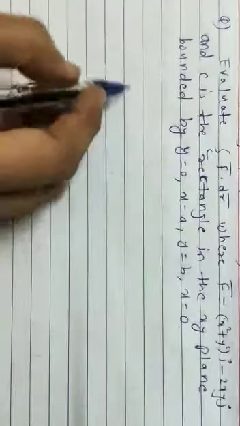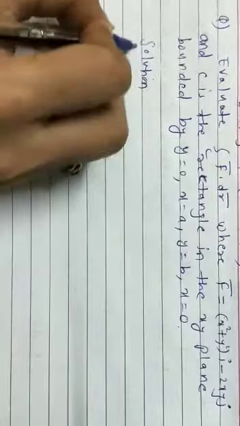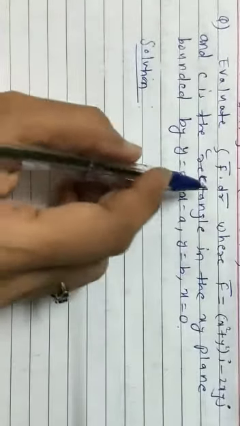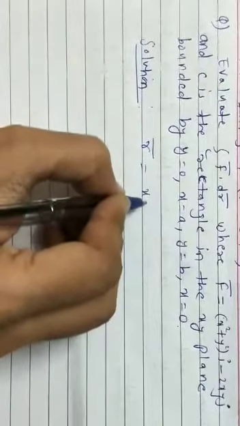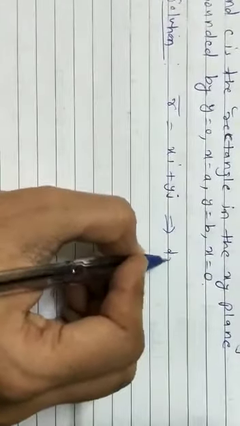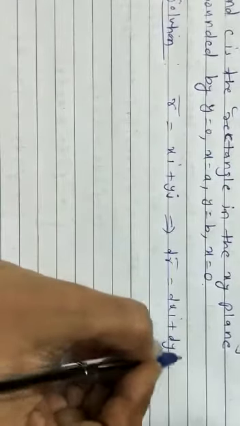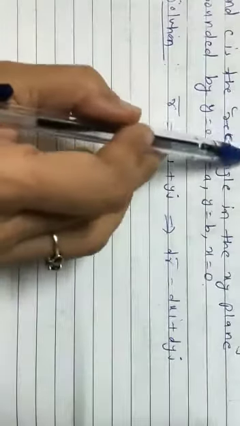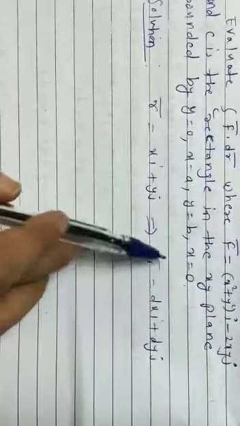Now see how we solve it. So solution. Now as usual, first of all you have to write your position vector r bar. What is it? xi plus yj. Then immediately what you will do students? You will write dr bar, which is dx i plus dy j. This is required here, dr bar. So first find out dr bar.